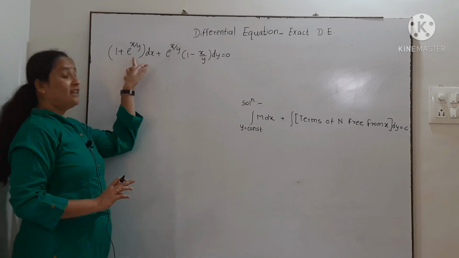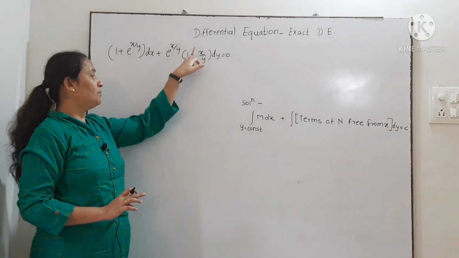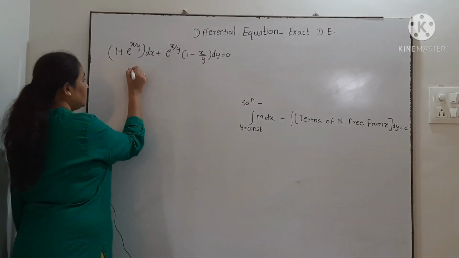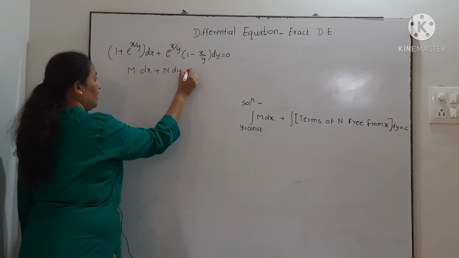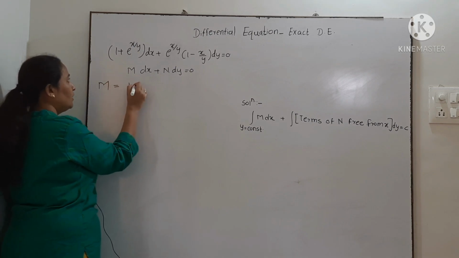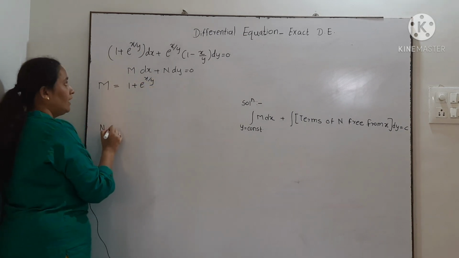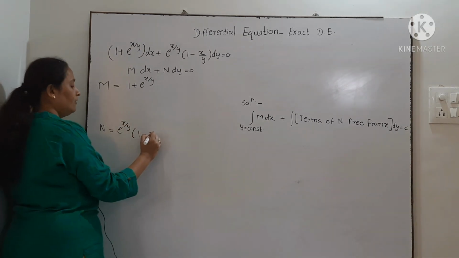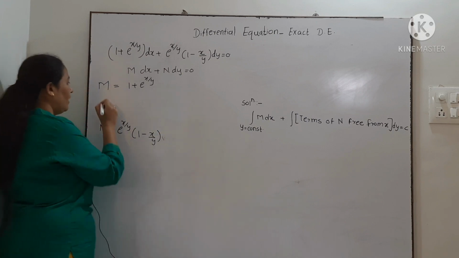Say (1 + e^(x/y)) dx + e^(x/y)(1 - x/y) dy equal to 0. First we'll compare this equation with M dx plus N dy. If you compare this, you will get the value of M equal to 1 plus e raised to x by y, and we'll find the value of N equal to e raised to x by y, in bracket, 1 minus x upon y. This is the value of M and N.